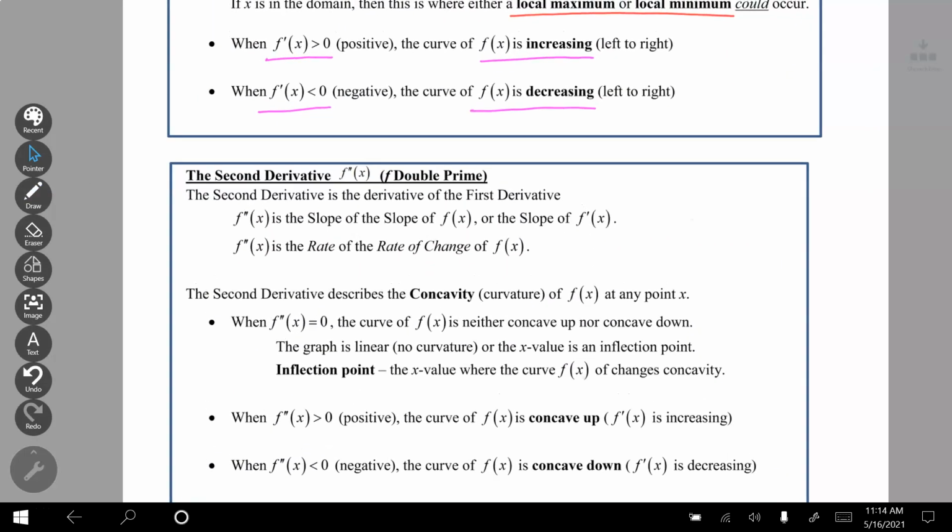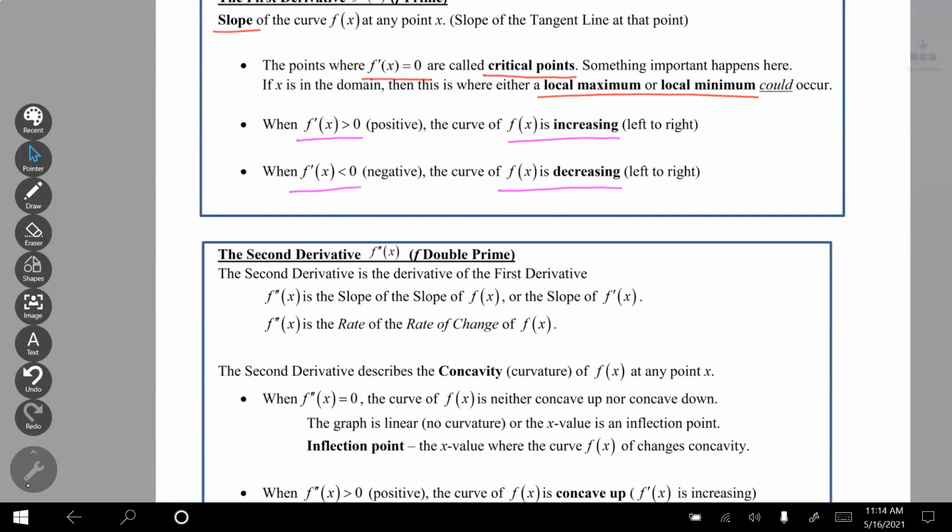Now the other thing we're going to look at is the second derivative. So the second derivative is called f double prime. F prime is with one tick mark, f double prime has two. The second derivative is the derivative of the first derivative. So f double prime is the slope of the slope, or the slope of f prime, or f double prime is the rate of change of the rate of change of f. The second derivative is concavity. It tells me the curvature.